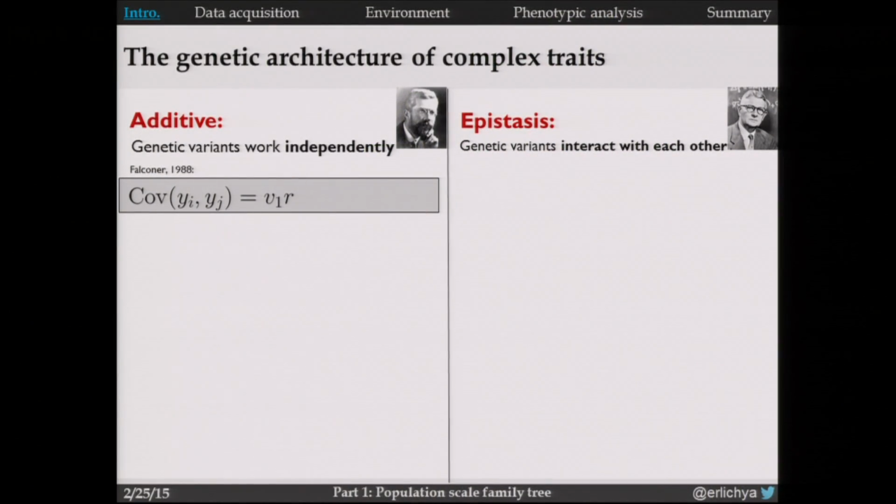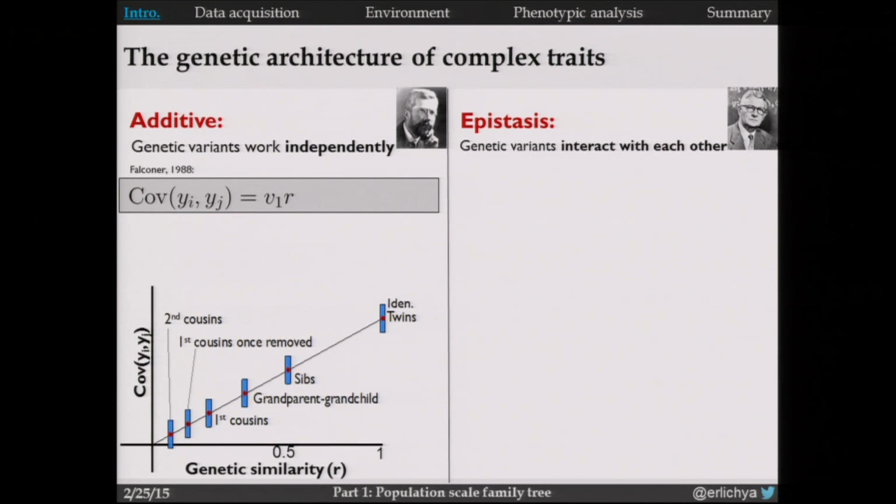If the additive school of thought is correct, when I look at the correlation or the covariance of a complex trait, I will see that the covariance structure should follow linearly with the genetic similarity of individuals. So if I look at the genetic similarity, going, let's say, from second cousins to identical twins, without the effects of the environment, I should see a linear increase in the correlation of the trait.